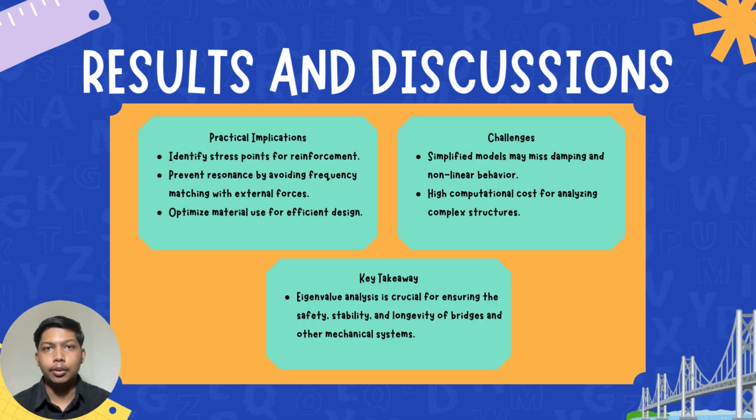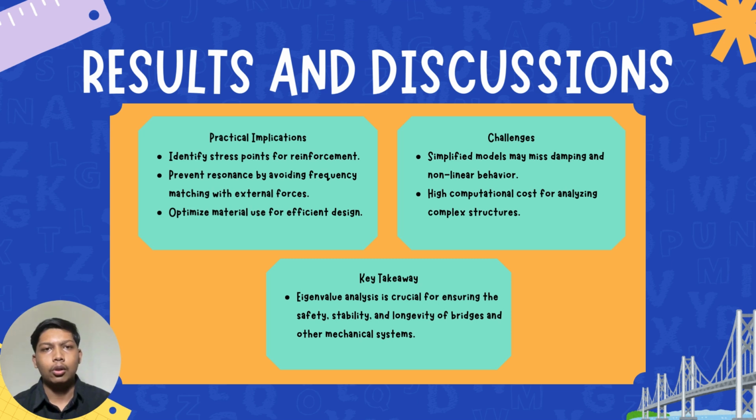So, why is it important? Understanding these vibrational characteristics has two major implications. Firstly, it will allow engineers to design safer bridges by avoiding resonance. For example, resonance occurs when external forces like wind or traffic match the bridge's natural frequencies, amplifying vibrations. Secondly, it will optimize material usage, ensuring the bridge is strong where it needs to be without unnecessary weight.